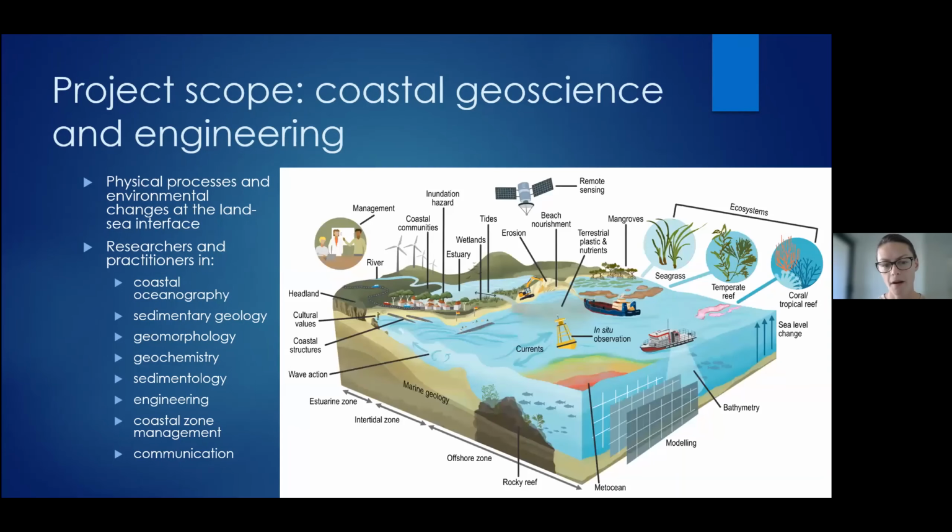And to give you a bit of a graphic, this is what we came up with, with some input from some of the survey responses, in terms of what coastal geoscience and engineering entails. It's everything from river to met ocean stuff. It's beach nourishment to seagrass, and it's marine geology to the cultural values that we experience along the coast. So it covers a really broad range of spheres in terms of understanding the coastal environment as a whole.